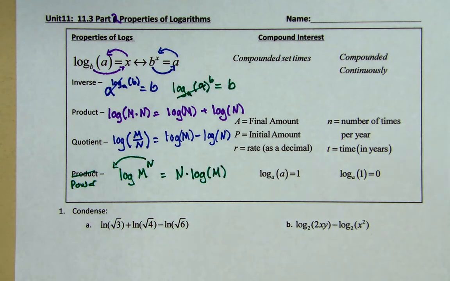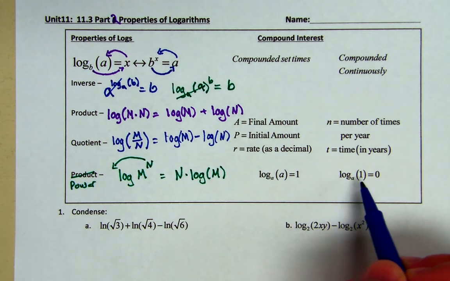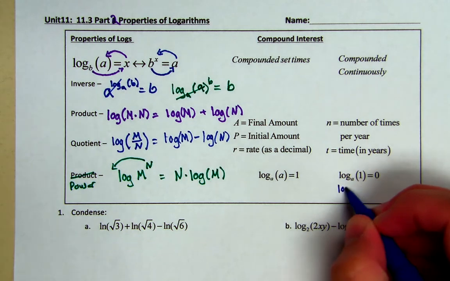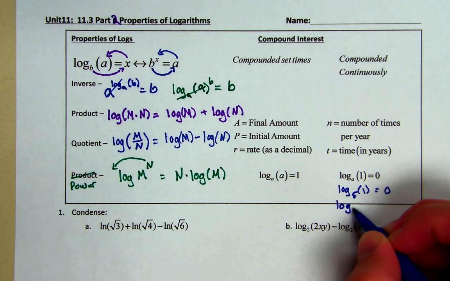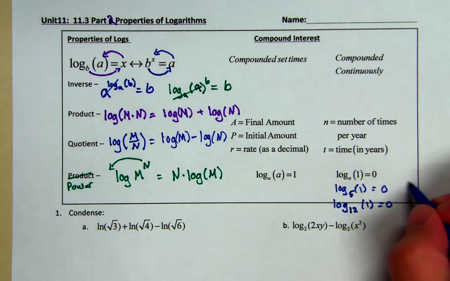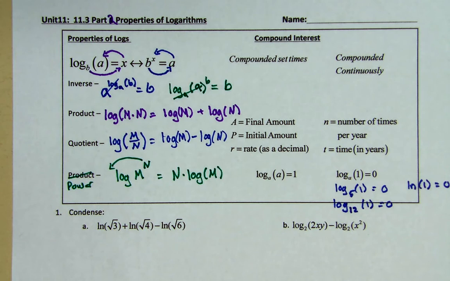Alright, two other key properties here. Again, that inverse property equals 1. Now, log of 1 for any base equals 0. So if I do log base 5 of 1, that's 0. Log base 12 of 1, that's 0. Same thing as natural log of 1. That's going to be 0 as well.